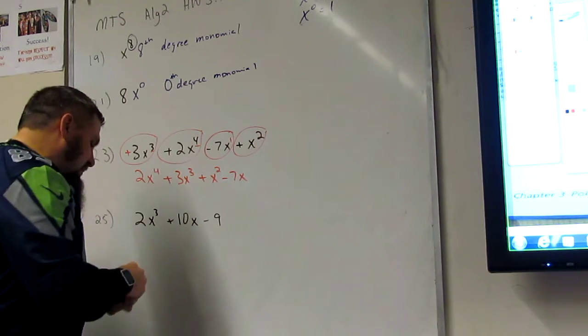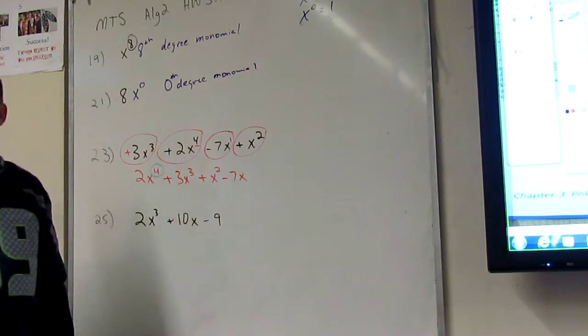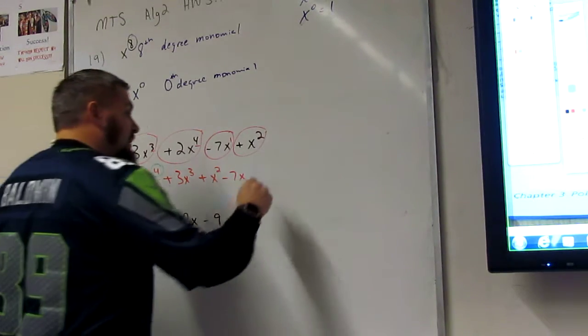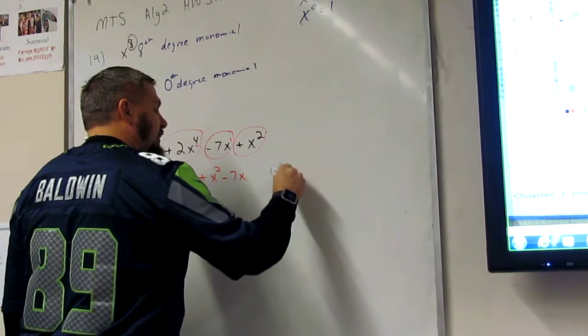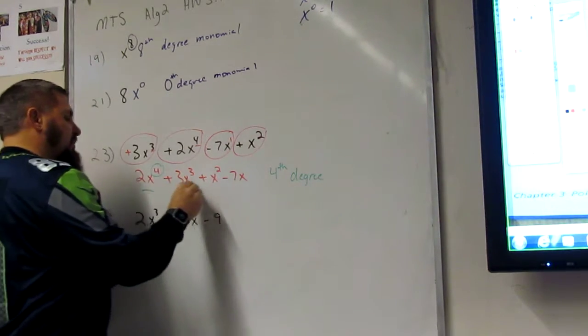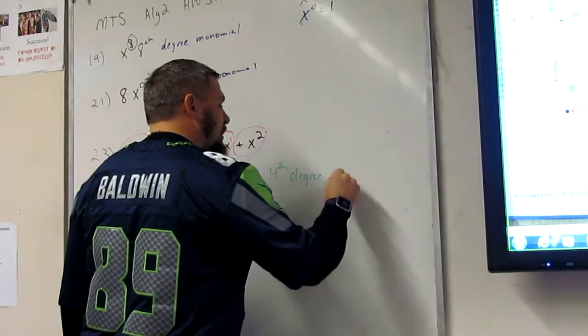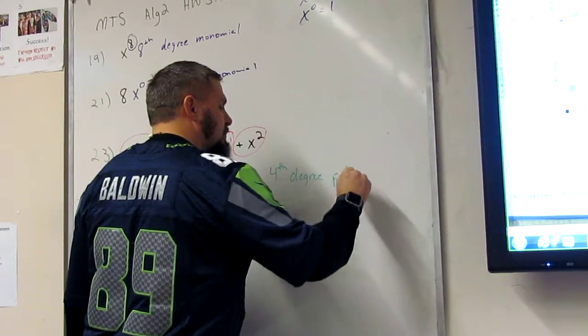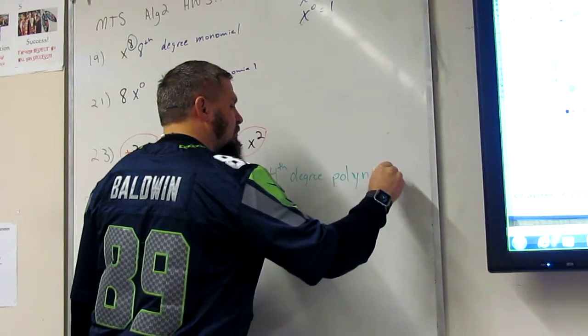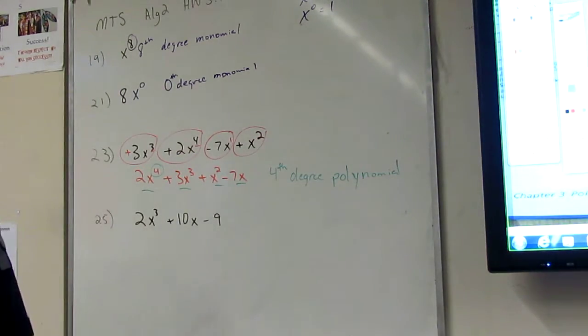After that, I recognize that it's a 4th degree. And then I go, okay, 1, 2, 3, 4 pieces means it's a polynomial. A 4th degree polynomial.